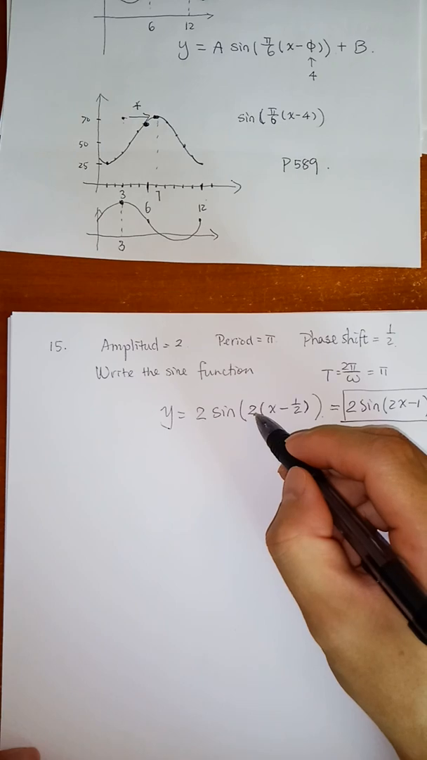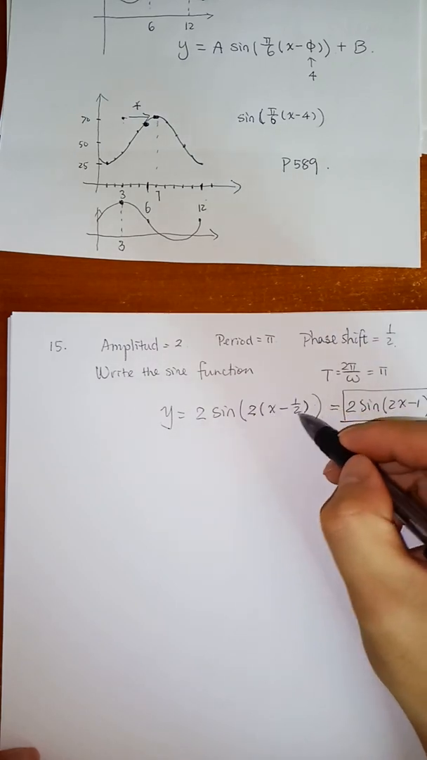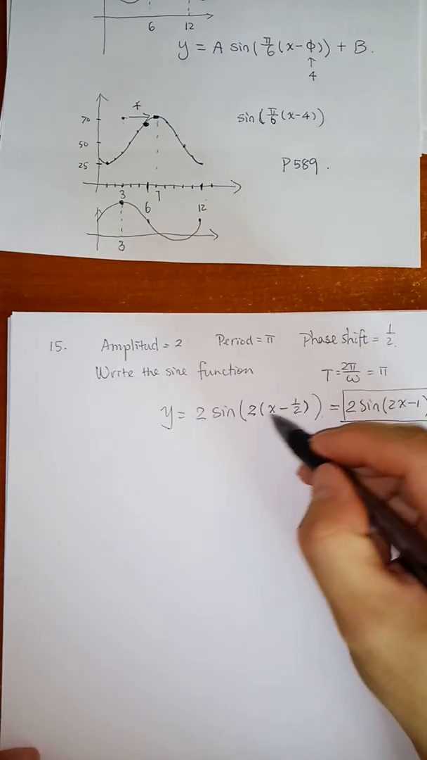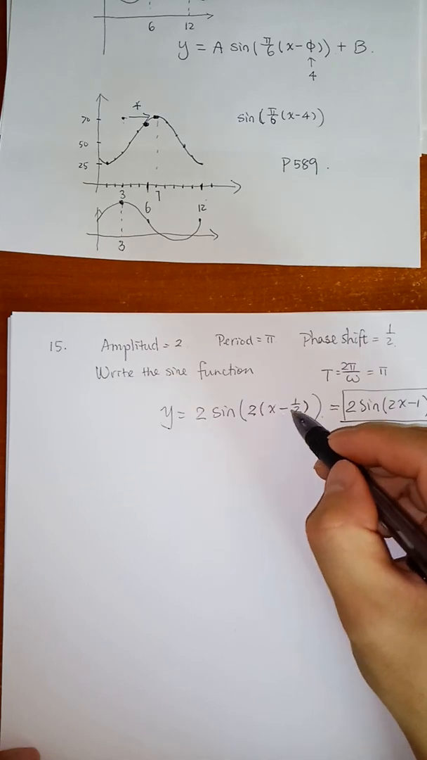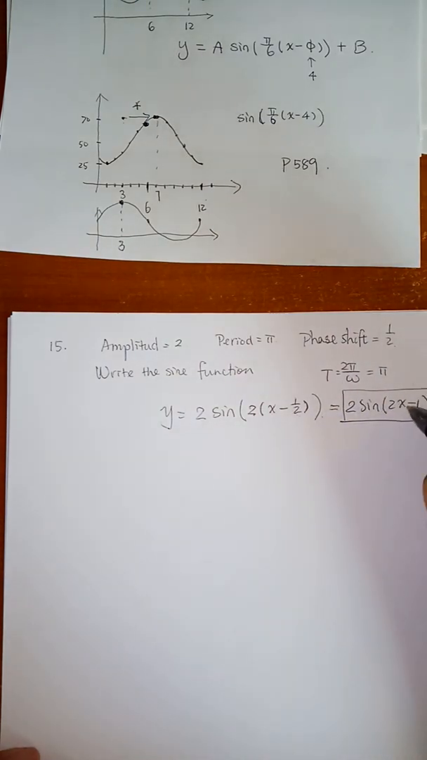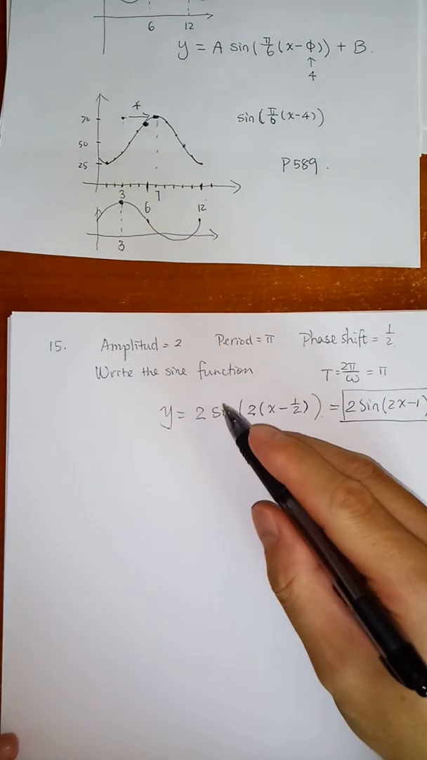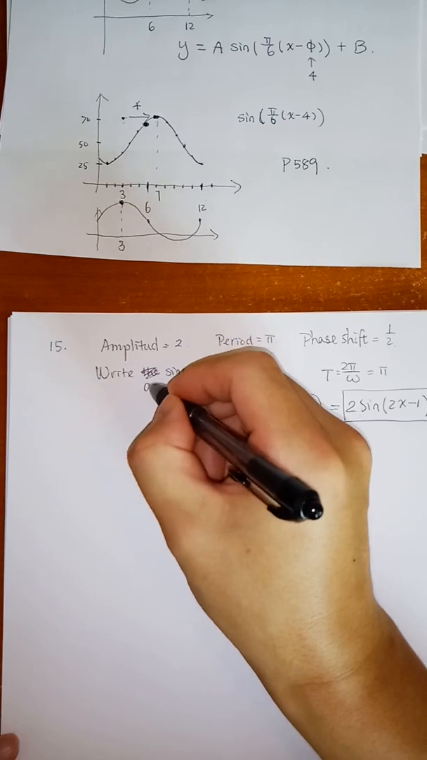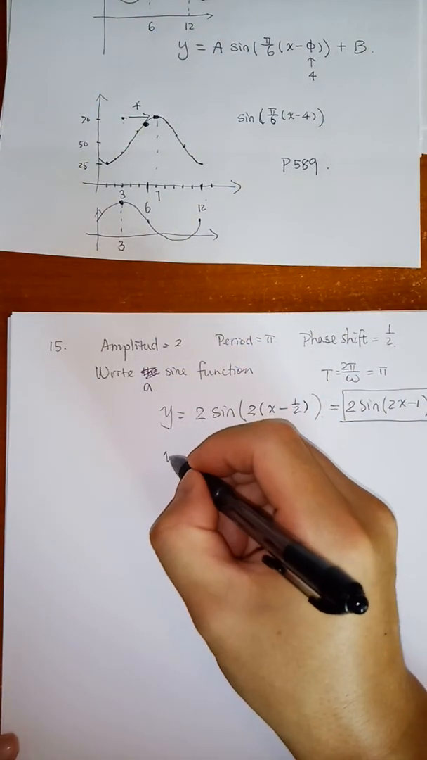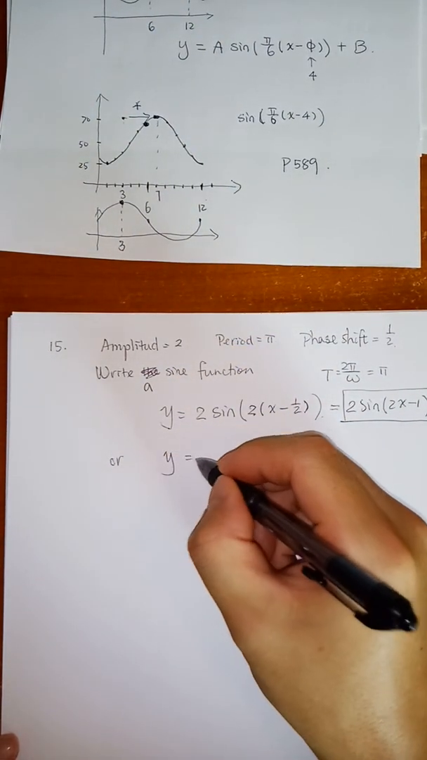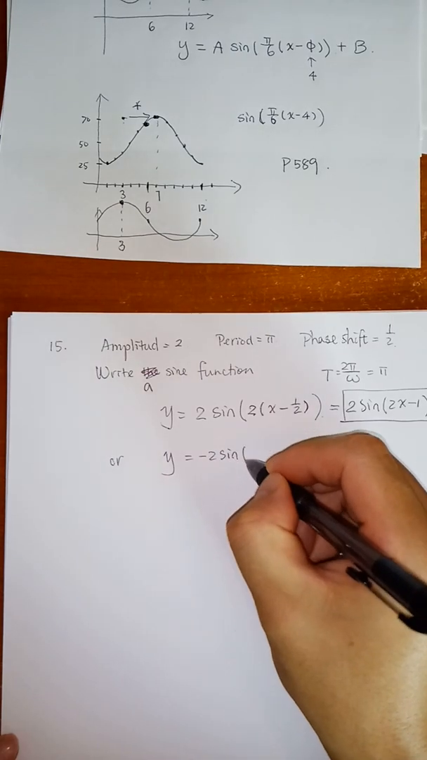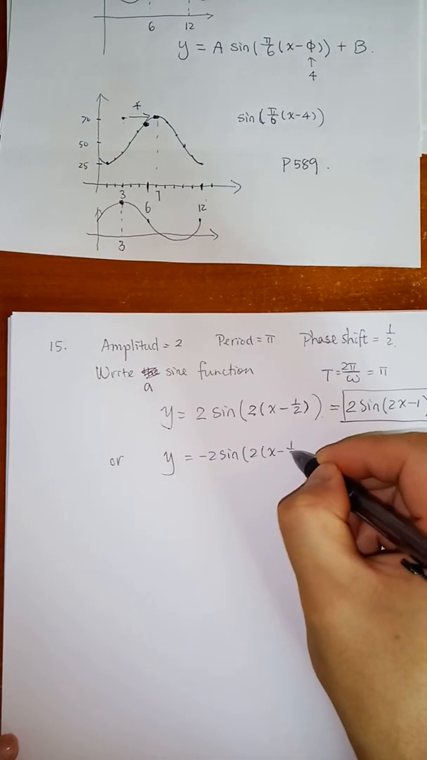This number 2, this coefficient is for this difference. It's not just for x. 2 times x minus 1/2. So that's why after you break it, you get a minus 1. Okay? So this is one possible sine function, not the sine function. We should say a sine function. Why? Because the other one is also a sine function with this property.